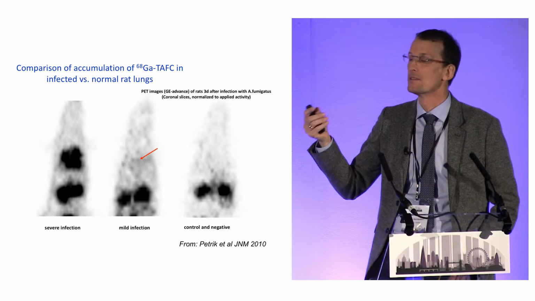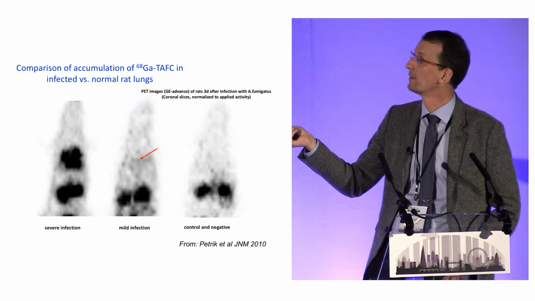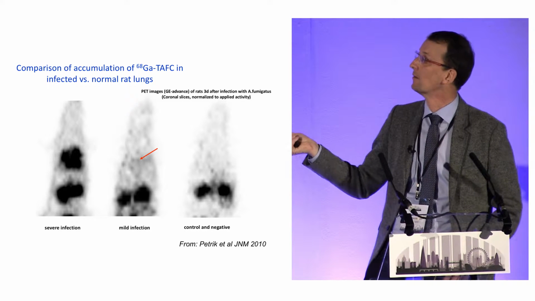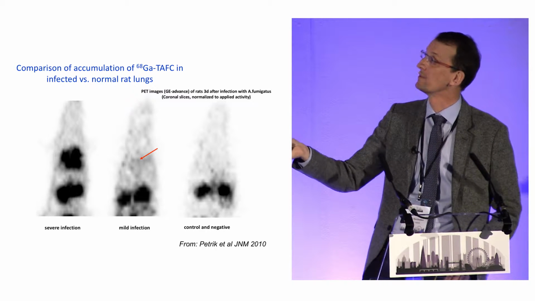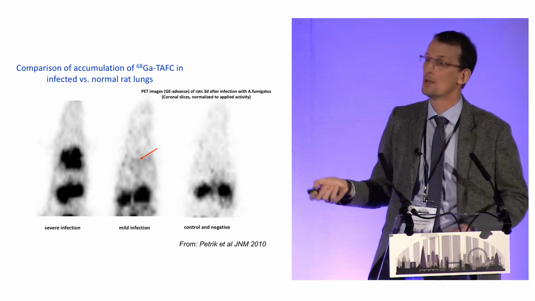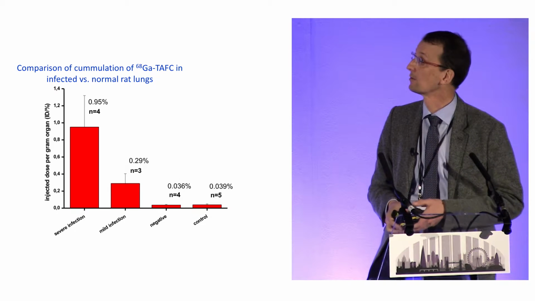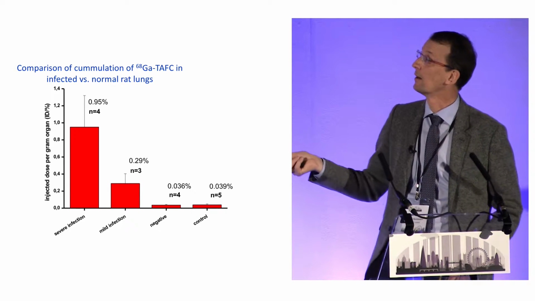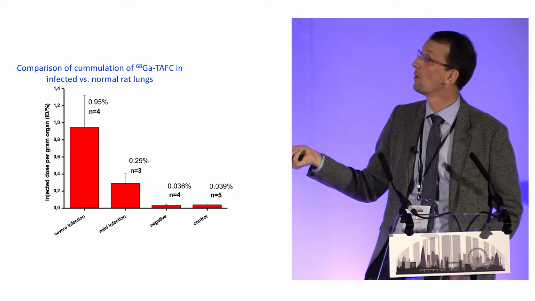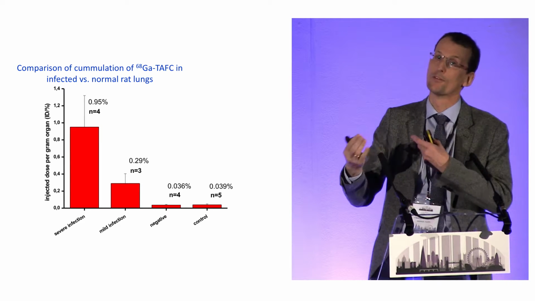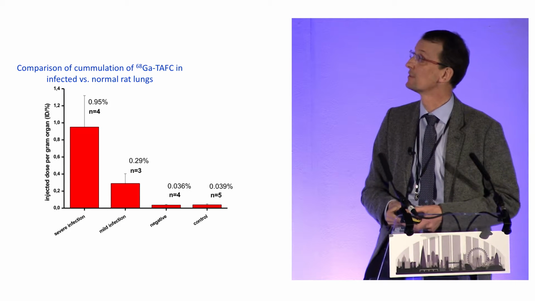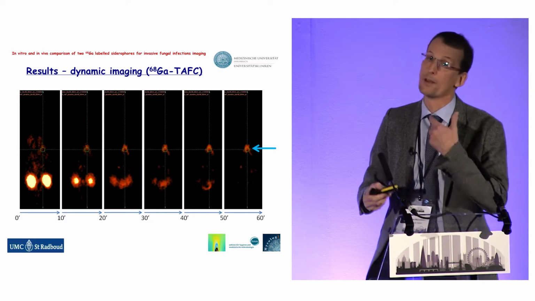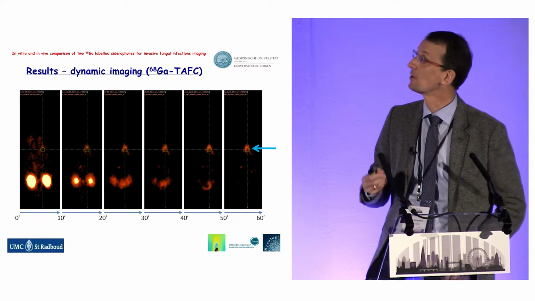And with this normal camera, we could already show that in normal rats we did not get any signal, and in severe infections we get a strong uptake of this radio-labeled compound. These are the in vivo data that correlated with the severity of infection, which we proved afterwards by taking out the lungs of these rats. So it's a pulmonary aspergillosis model.